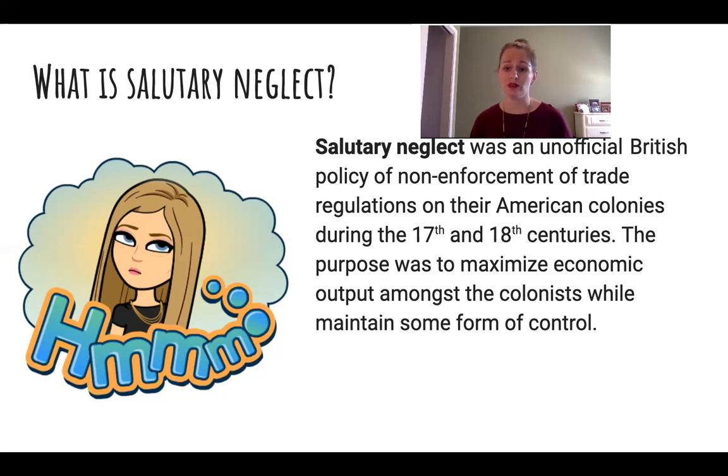The purpose of doing this was to make sure that the colonies would be able to make as much money as possible, because if they trade with the French and the Spanish, then the colonies can make more money. If the colonies make more money, then Britain is making more money. So it was a win-win situation, because it also allowed the colonists to feel like they had some form of control over their own fate and didn't have the king constantly telling them what they could and could not do. So salutary neglect is just the idea that laws were made by England, but then they weren't heavily enforced.